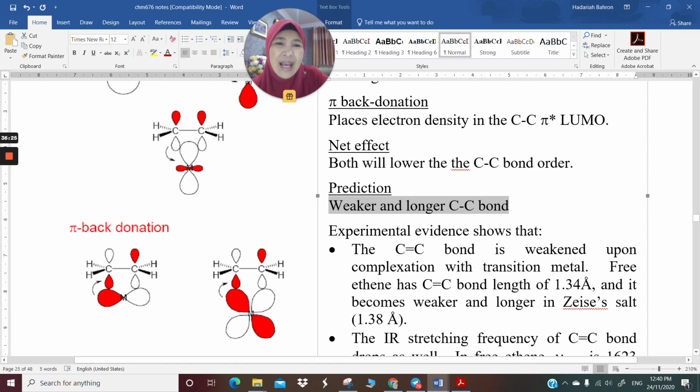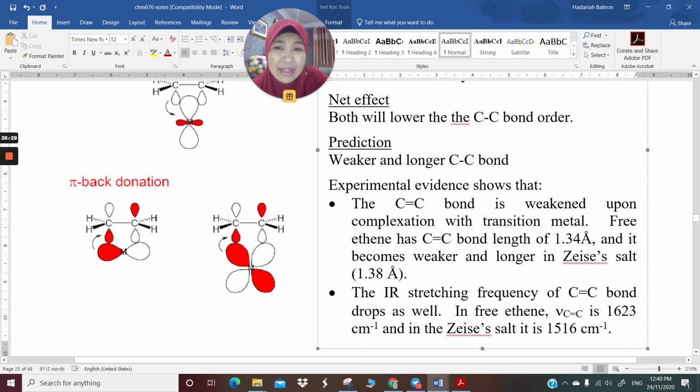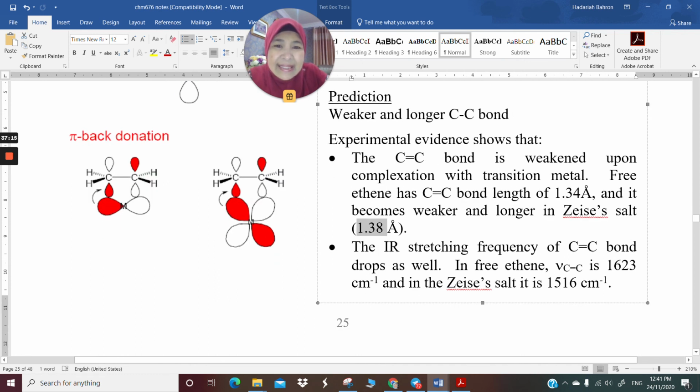So, experimental evidence: is our prediction in agreement with the experimental evidence? Experimentally, the C=C bond is seen to be weakened when it becomes a complex with a transition metal. Free ethene has a C=C bond length of 1.34 angstrom, but the C=C in Zeise's salt, if you can still recall Zeise's salt, has a slightly longer bond length, which is 1.38. So this C=C in Zeise's salt is weaker and longer than the C=C in free ethene. And that is similarly manifested in the infrared stretching frequency of C=C, where you see there is a drop as well.